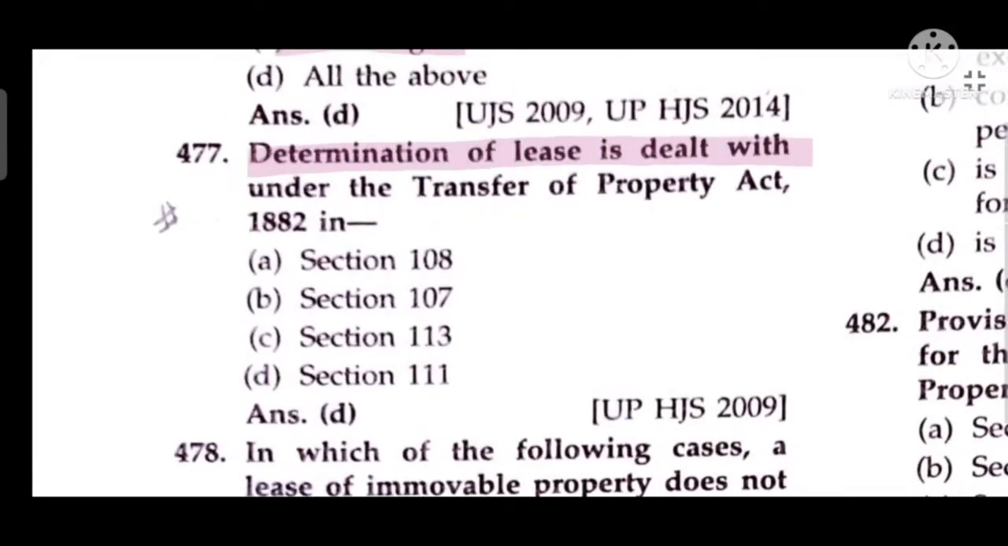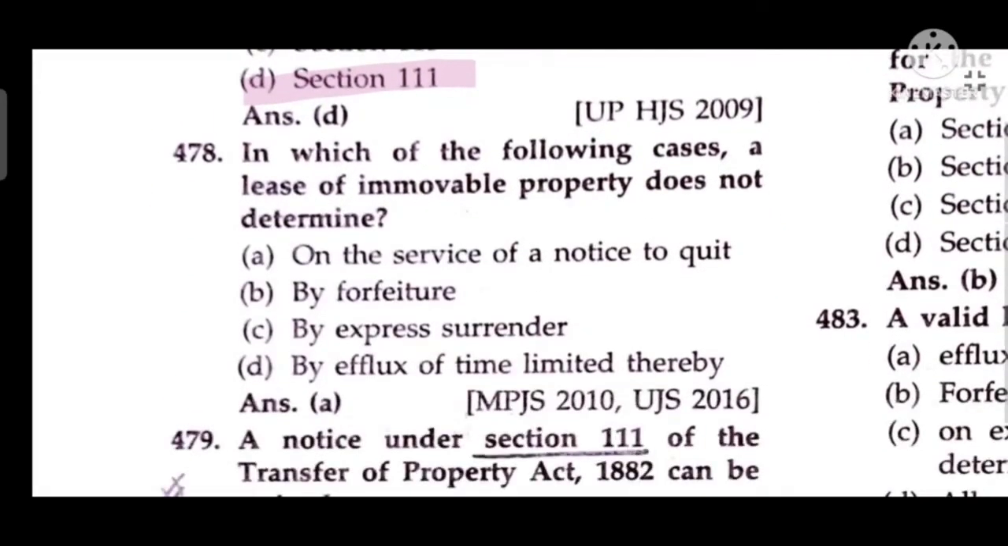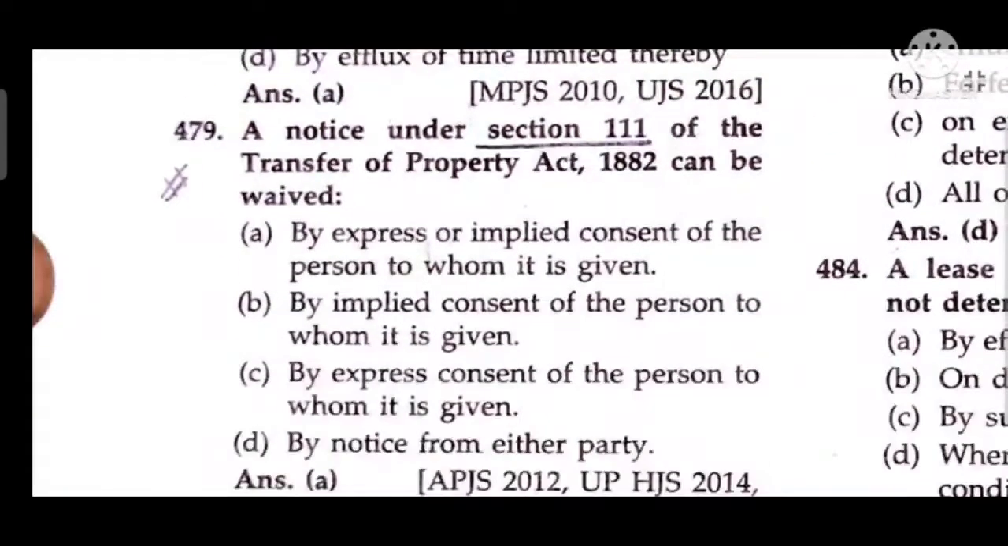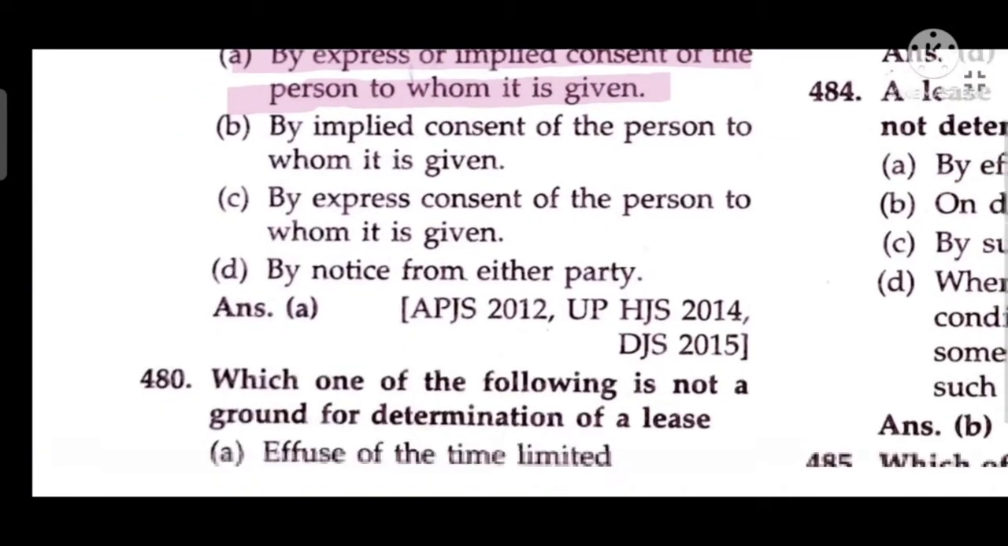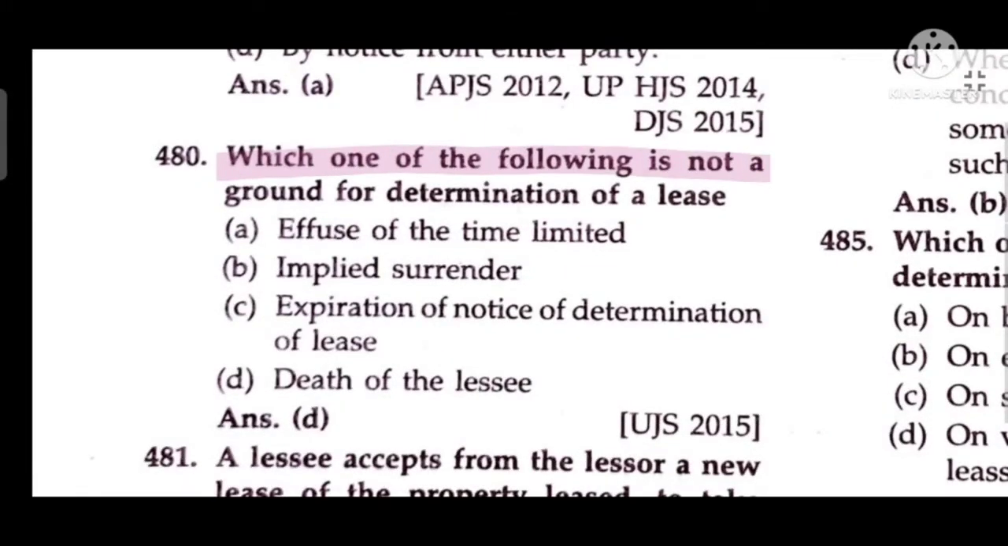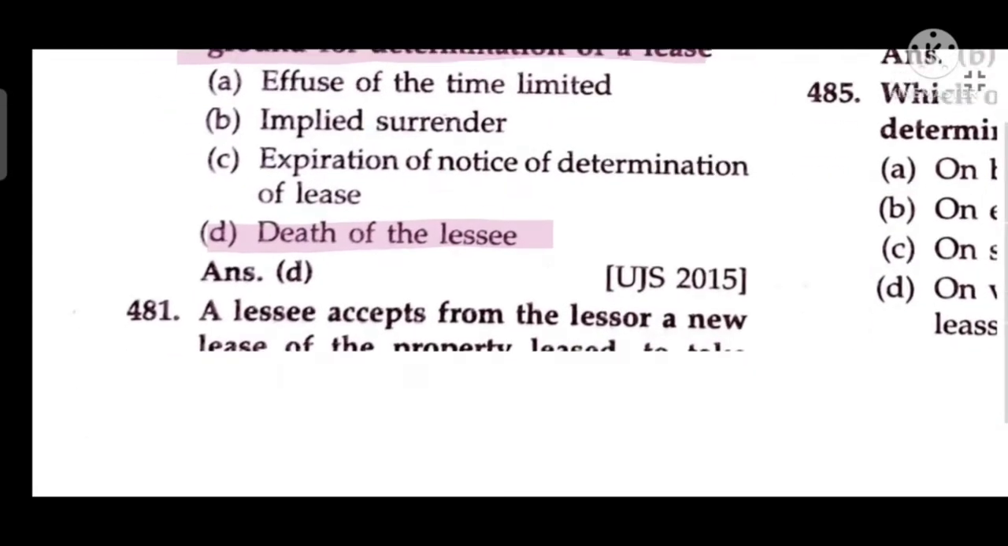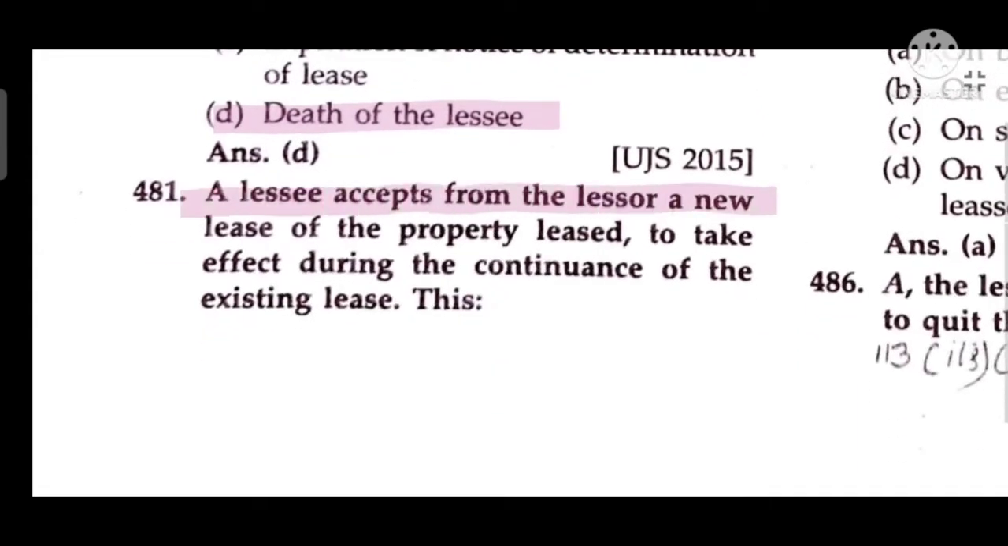Determination of lease is dealt with under the Transfer of Property Act 1882 in Section 111. In which one of the following cases does a lease of immovable property not determine on the service of notice to quit? A notice under Section 111 can be waived by express or implied consent of the person to whom it was given. Which one of the following is not a ground of determination of lease? Death of the lessee.